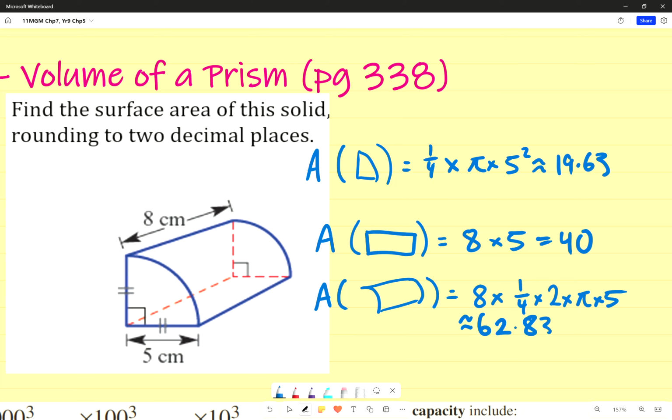We can't just add them up because we have to figure out how many of each one we have. I have two of these, I have two of these, and one of these. So I'm going to add them up accordingly. I'm going to go 2 times 19.63 plus 2 times 40 plus that last 62.83, which gives us an answer of 182.09.